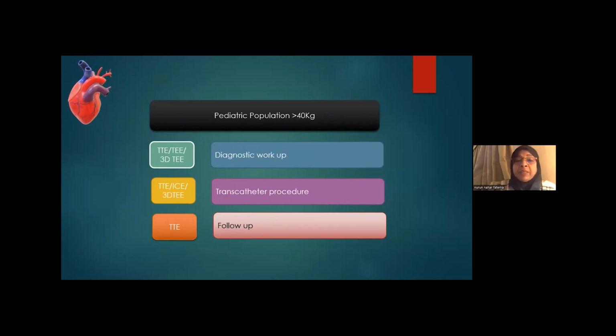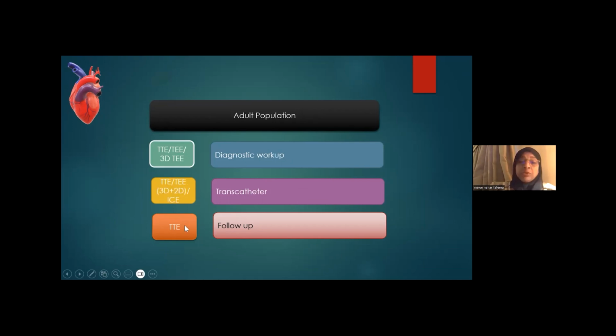Then in the pediatric population more than 40 kilogram, we can use transthoracic, transesophageal, 3-dimensional or 2-dimensional for diagnostic workup. But for the transcatheter closure procedure, even in the operation theater during the surgical closure of the ASD, we can use transesophageal echocardiography by using 2-dimensional and 3-dimensional mode. Again, for the follow-up of this group of patients, we can use transthoracic echocardiography.